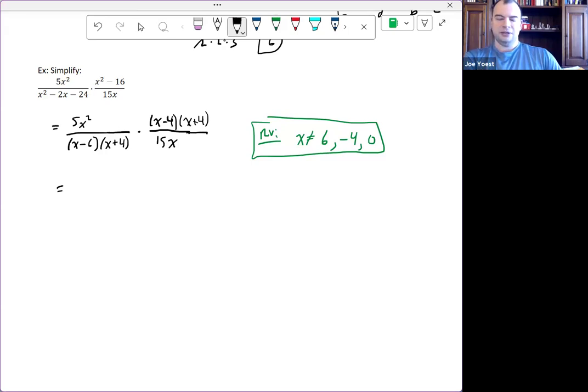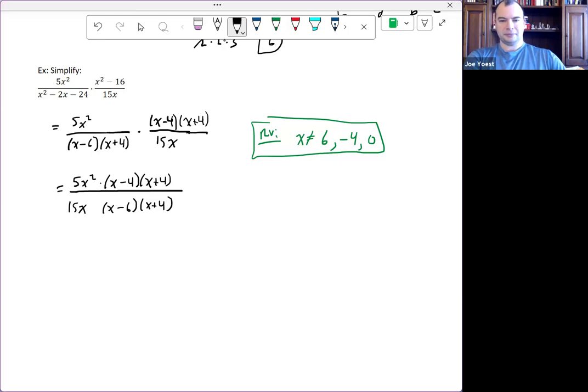Okay, now, do I have anything that divides out? In my first fraction, no. In my second fraction, no. I don't happen to have anything that simplifies nicely here. Let's do one step then to combine these together. I can multiply across the numerator and multiply across the denominator. I'm going to put this 15x out in the front. And then I have x minus 6 times x plus 4 in the denominator.